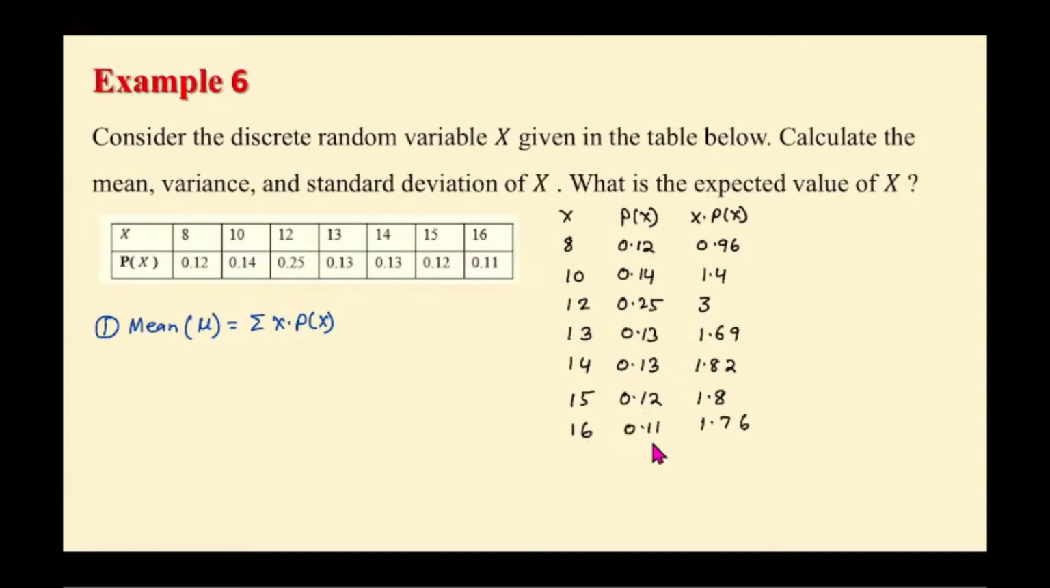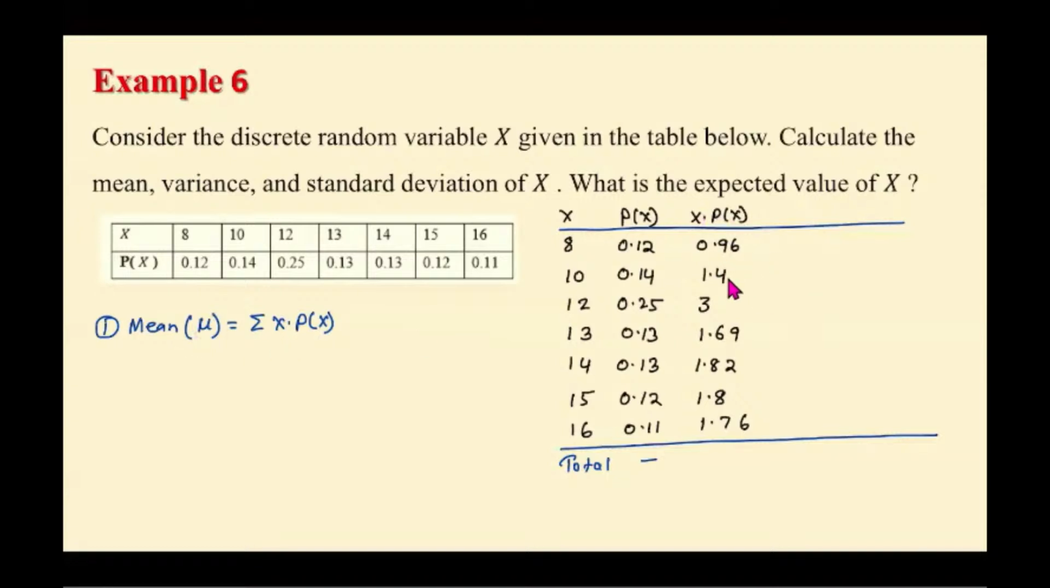Okay. So let's see what we are getting here. Let's find the total. If you add all these probabilities, that will be 1, but you don't need to add. But here we are adding this because the sum of x times p of x is our mean.